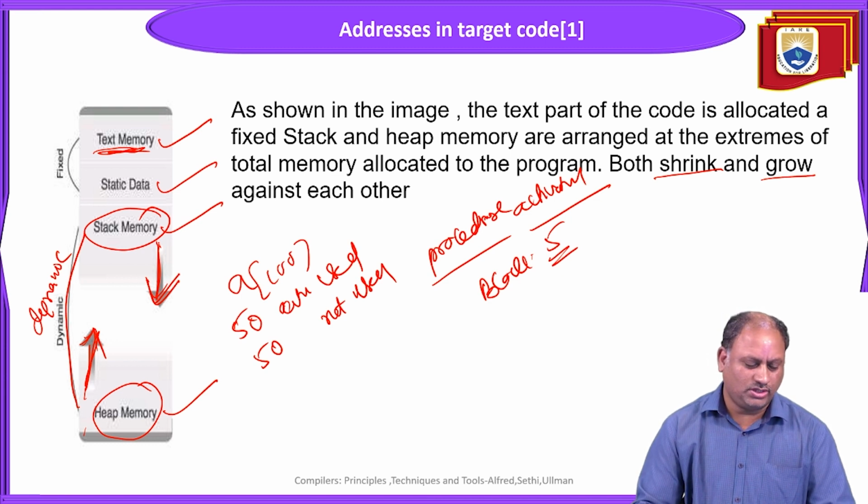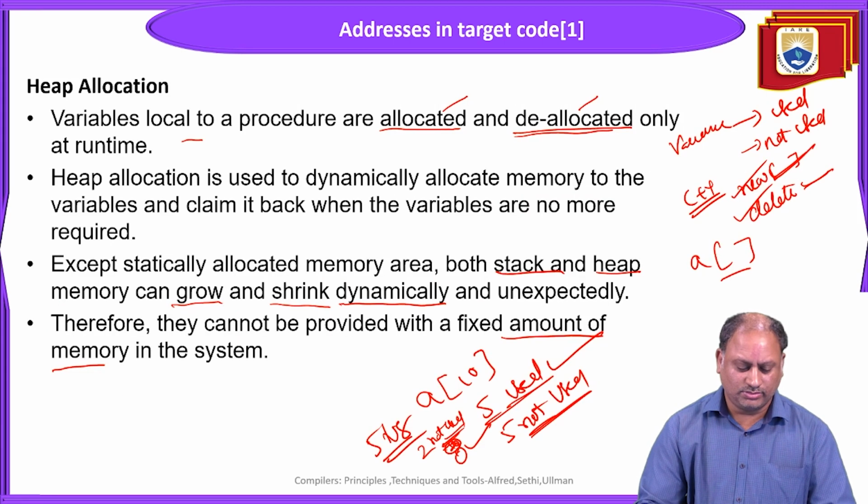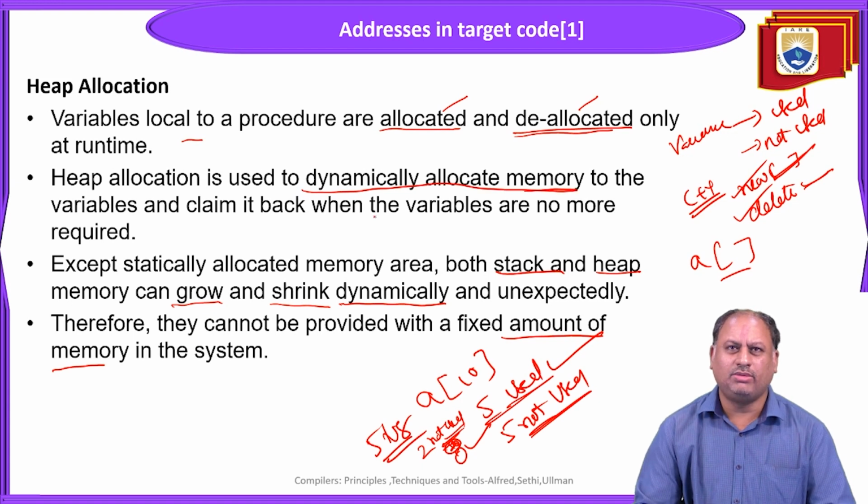So like this, we use this growing and shrinking in the heap allocation mechanism. That means it is used dynamically. It is used to dynamically allocate memory to the variables, and when it is not required, it releases it. And whenever it is required again, it comes back, and it regains the control of that variable. That is also possible in the case of heap allocation.